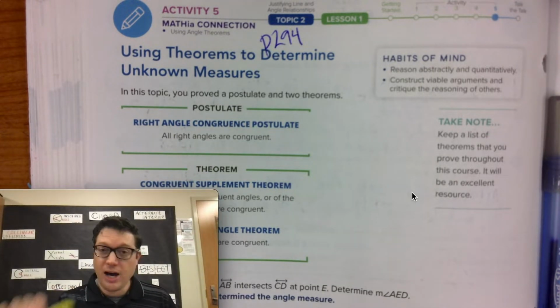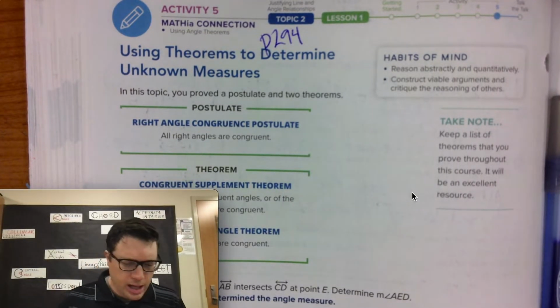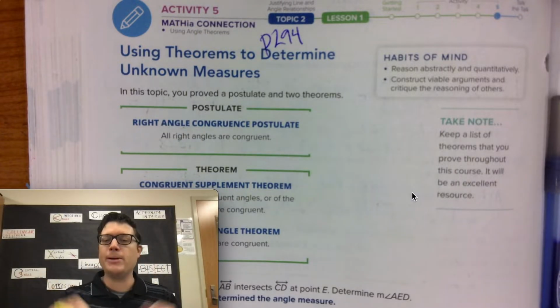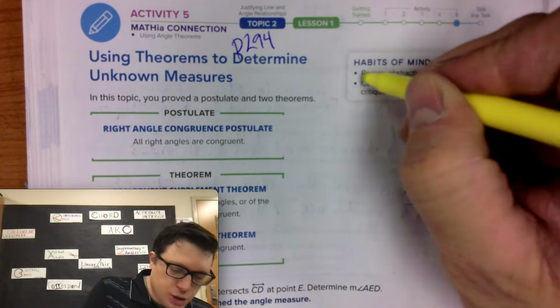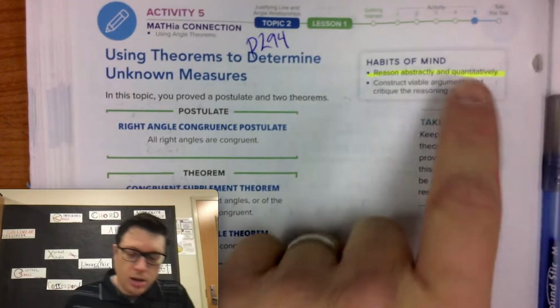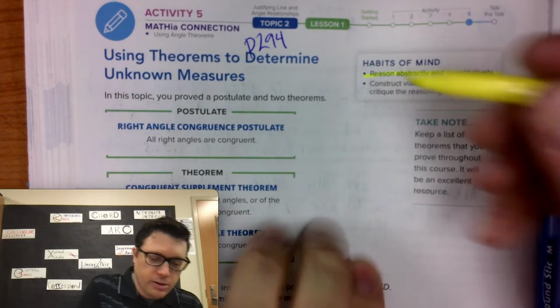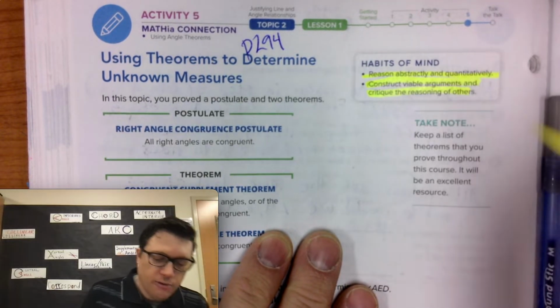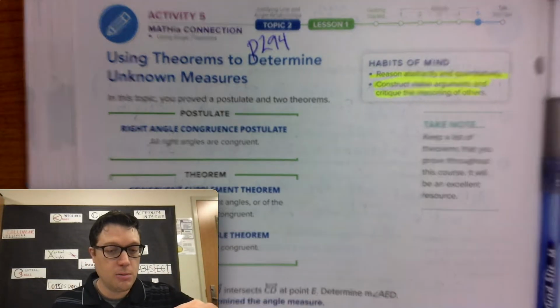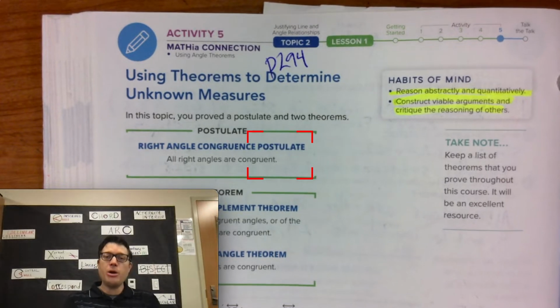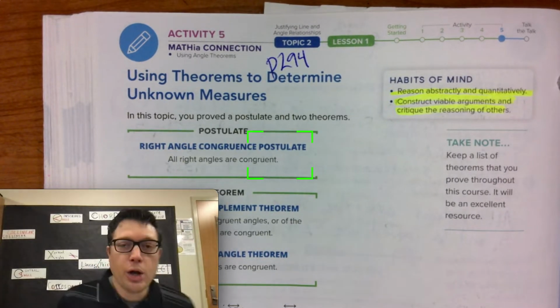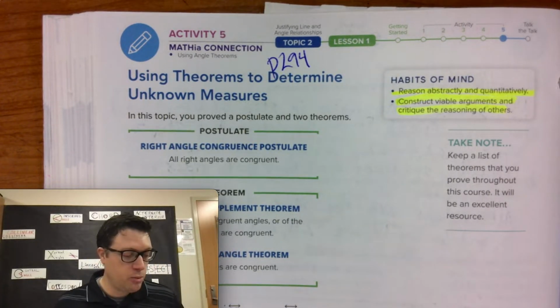Page 294, have a highlighter, have something to write with, and let's acknowledge the habits of mind. We're going to reason abstractly and quantitatively. A lot of quantitative in this actual activity. We're going to construct viable arguments and critique the reasoning of others, another thing that we're going to do as mathematicians. Using theorems to determine unknown measures. It's an algebra skill that we're working on.